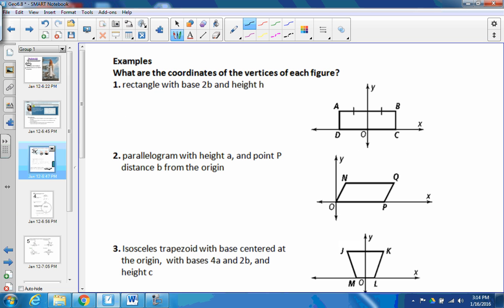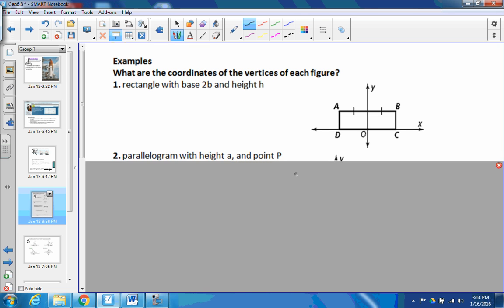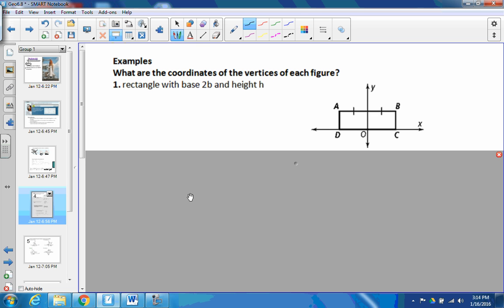All right, so some examples to talk about. First of all, example 1. What are the coordinates of the vertices on each figure? So number 1, you're given the rectangle has a base of 2b and a height of h. That's all you're given, and you're given the points labeled. We're not given numbers. We're just given variables for what the height and the base are. So if the height is h, that means it goes up all the way to h. So we know that the y-coordinate for both A and B are going to be h. And the y-coordinate for both D and C are going to be 0. The distance is 2b right here.